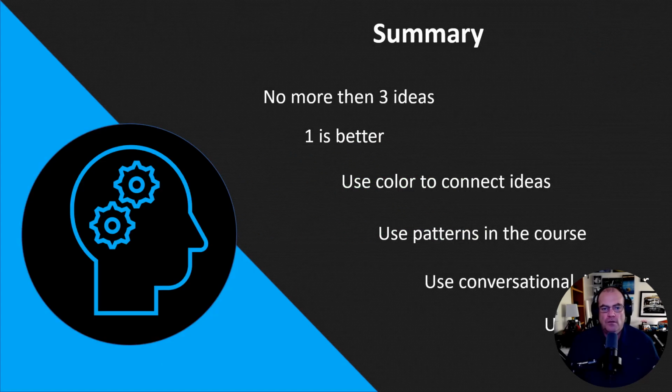So in summary, don't use more than 3 ideas at a time. One idea is better. Use colors to connect ideas. Use a pattern in your course, like sequencing. Make sure the pattern has certain slides that show, as you're going through this course, that certain slides mean different things. And use conversational language. Like today, I'm not reading a script to you. I stumble over a couple of things. That way it makes it more personable and more conversational.